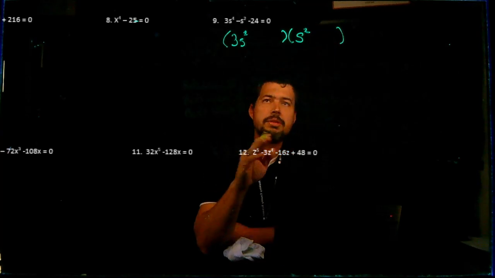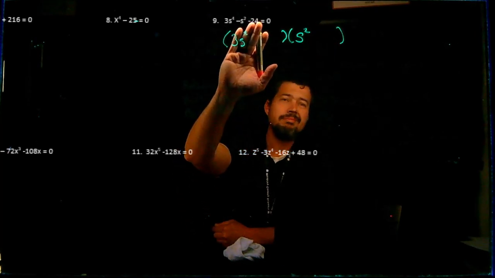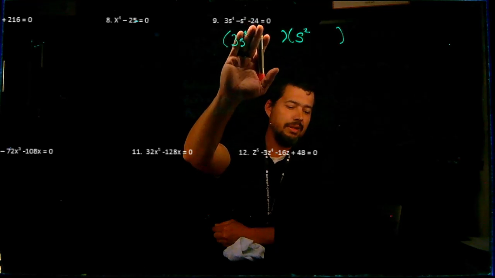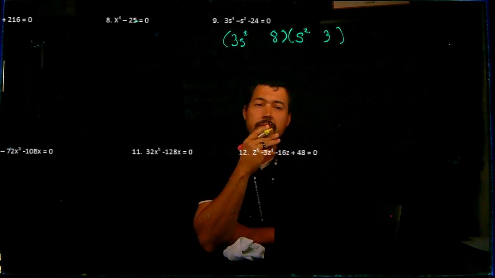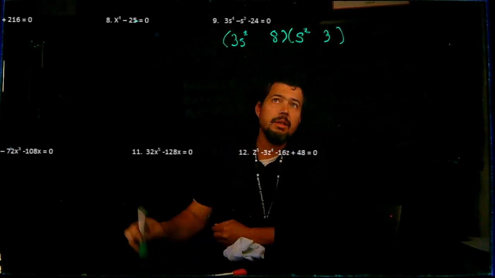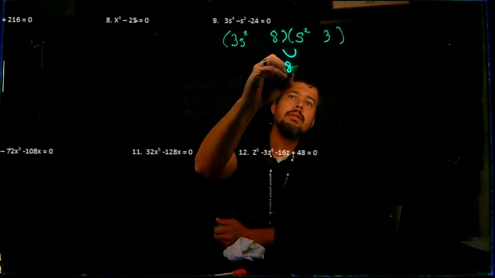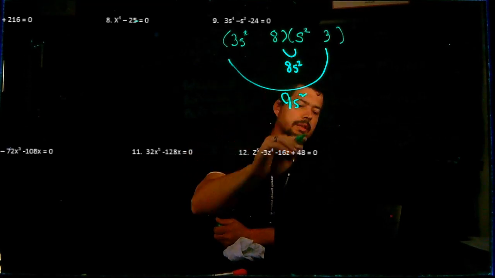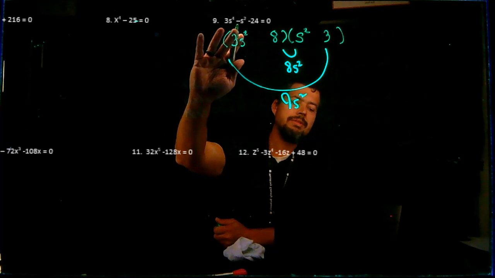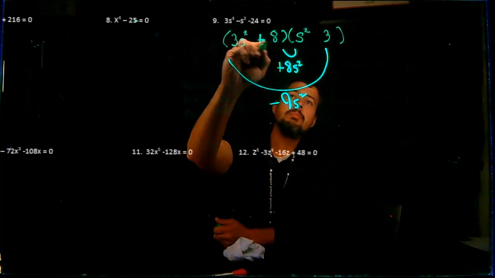Now I'm going to focus on the 24 at the end. Factors of 24 would be something like 6 and 4, 8 and 3. I feel like it's 8 and 3. Let's see if I'm right. The inside here would make 8s squared. The outside would make 9s squared. And your goal is to have a negative s squared. So I need that one to be negative and that one to be positive. Plus, minus.